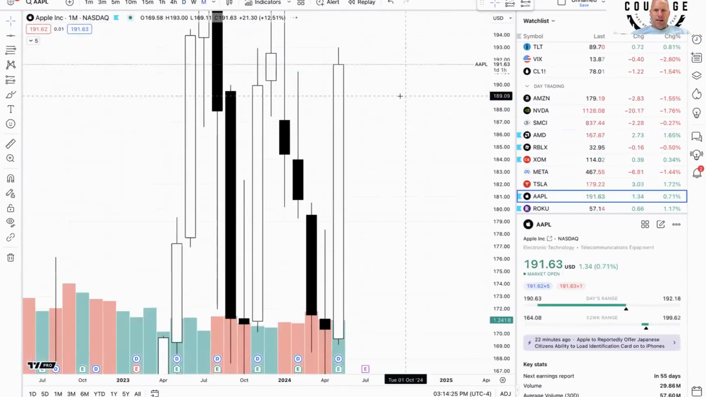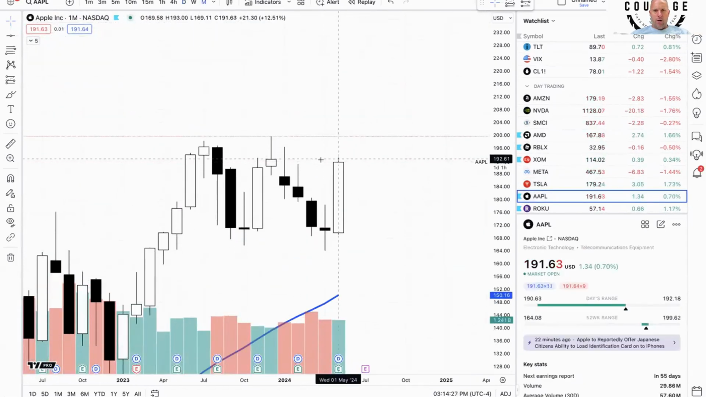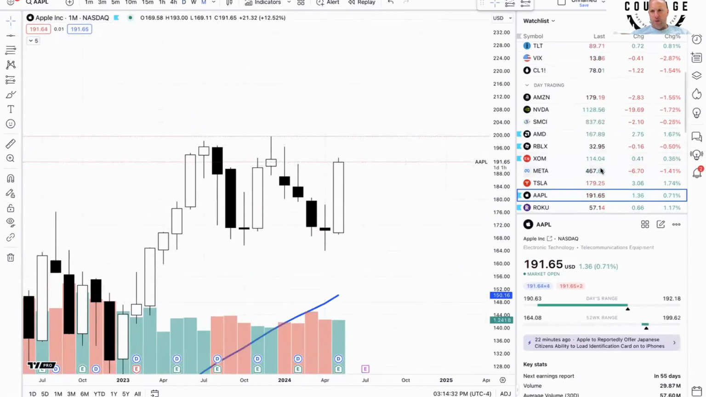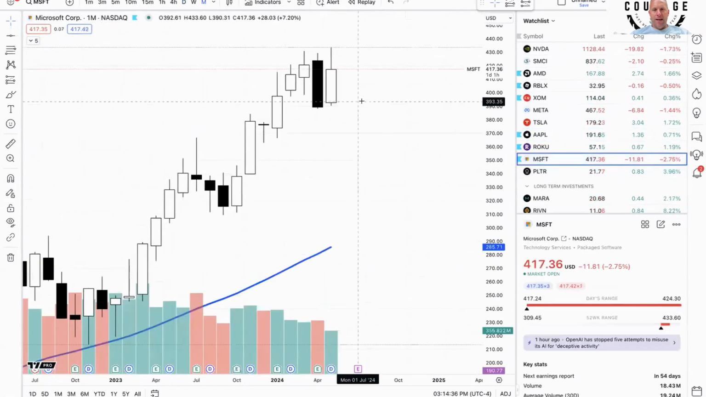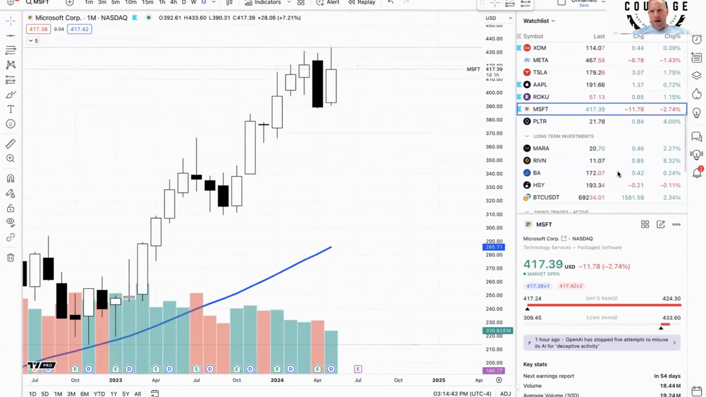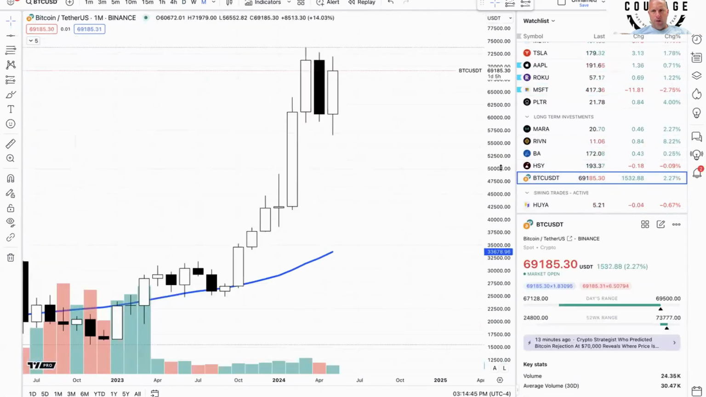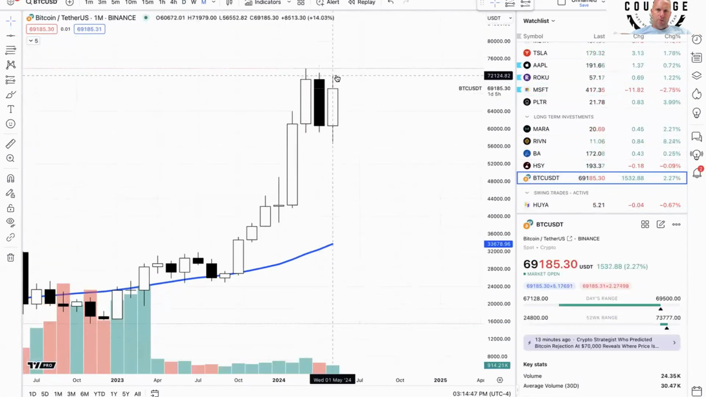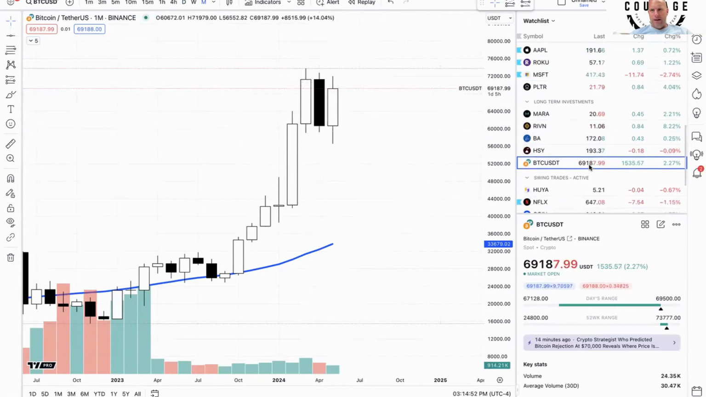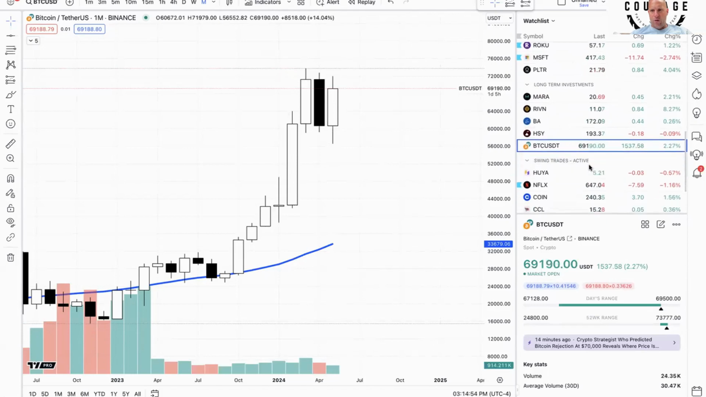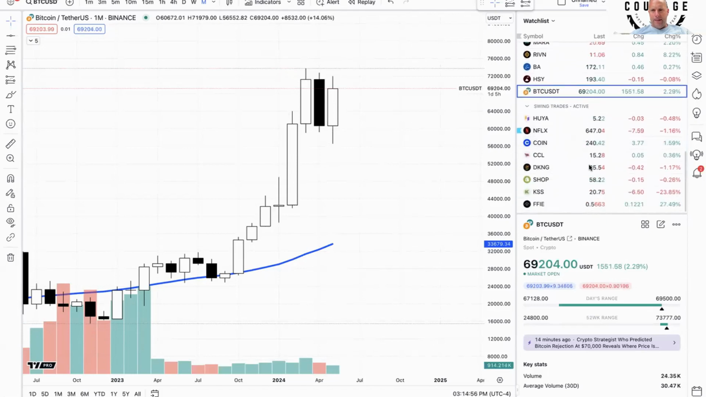If we go to Apple, check that out on the monthly. Apple had a really strong month. It's pushing higher and trapping all these bears. There's probably a little bit more room for that to go up. Microsoft had a strong month, made new all-time highs. It's selling a little bit, coming back down. If we take a look at Bitcoin, we see that it's trying to push up. I think this is on its way to making new all-time highs, and I think all things Bitcoin eventually will start doing that.